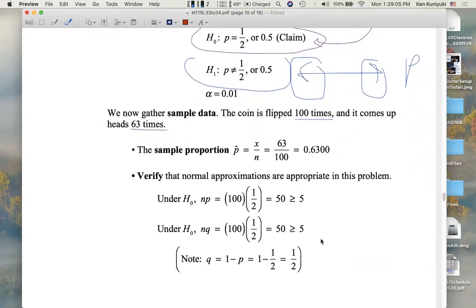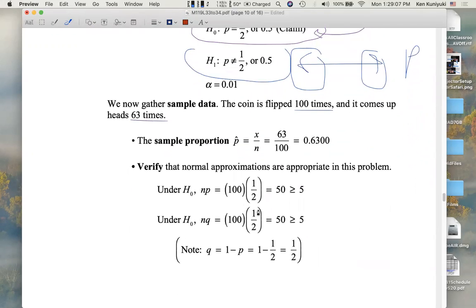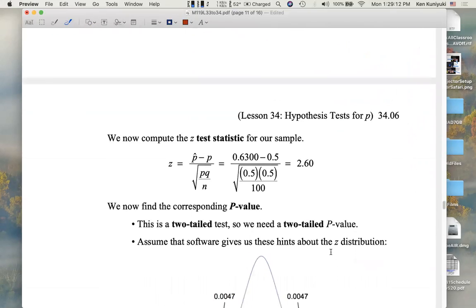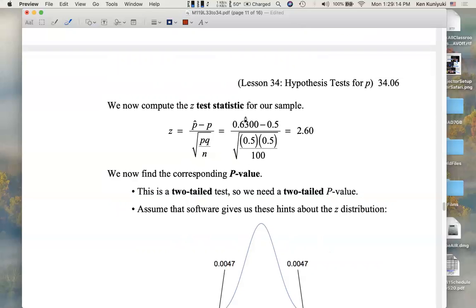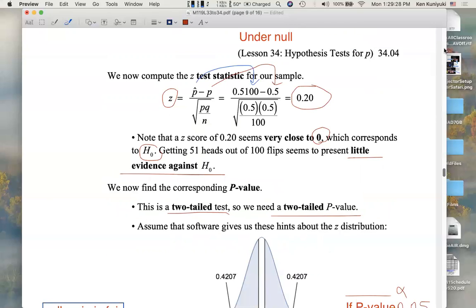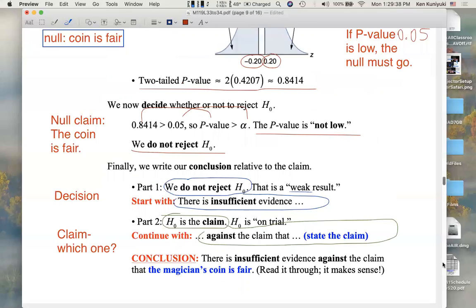We verify that normal approximations are appropriate. Both NP and NQ are at least 5, like before. Now the test statistic, well, the key difference is that the new sample proportion is 0.6300, which now pushes the z-score up to 2.60. See, before, when we saw 51 heads in 100 flips, very close to 50%, the z-score was 0.20, which was very close to 0, and we did not reject the null.